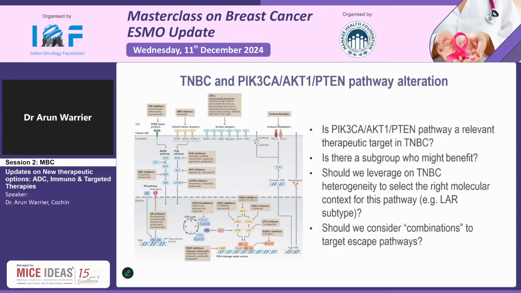Because TNBC, as we know, has various subgroups. Are there HER2 low? People are trying to tease that out. HER2 1 plus, people are trying to tease that out, and to select the right molecular context for this pathway.